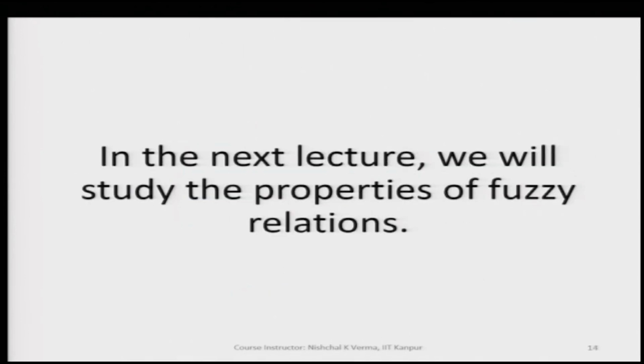So, this way we have seen that we can increase the dimension of a fuzzy set by taking the cylindrical extension of the fuzzy set, and similarly we can decrease the dimension of the fuzzy set by simply projecting the fuzzy set. With this I will stop here, and in the next lecture we will discuss the properties of fuzzy relations. Thank you.